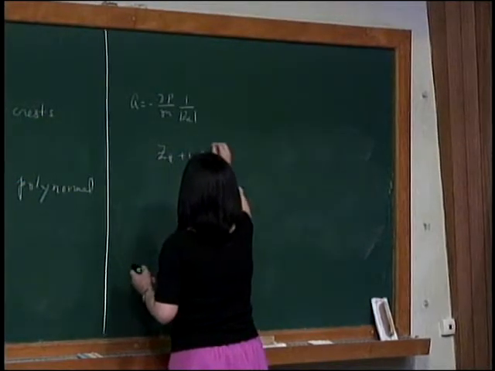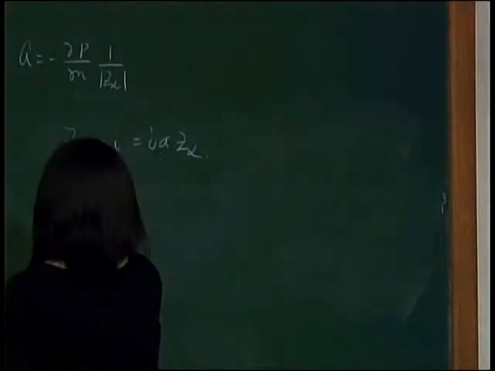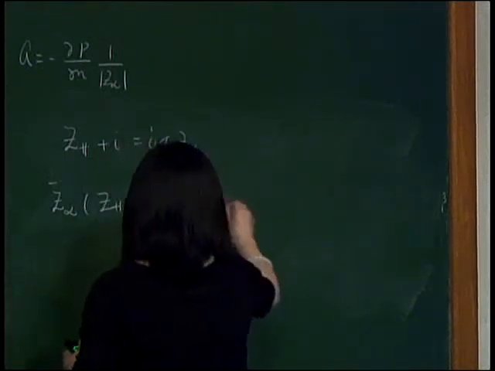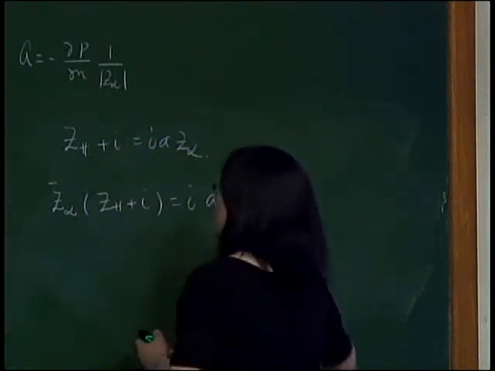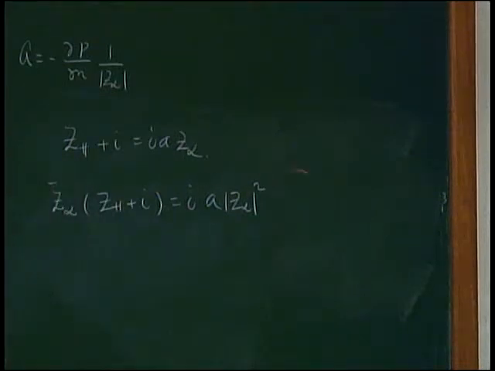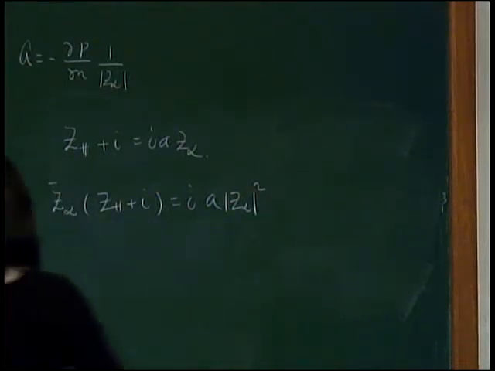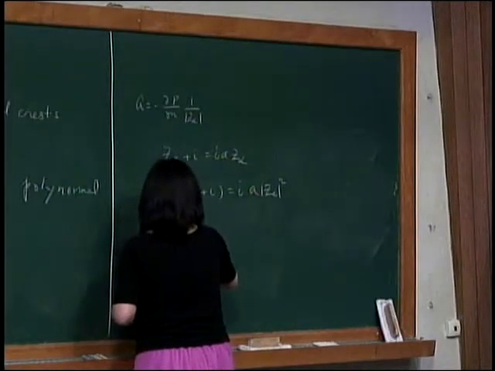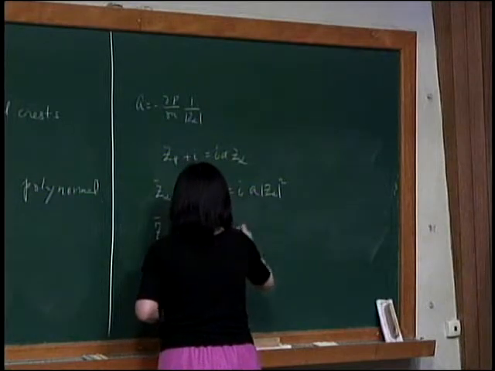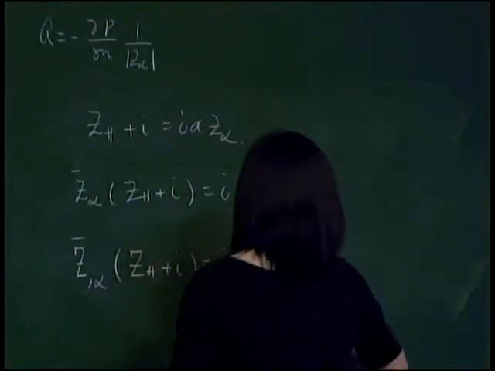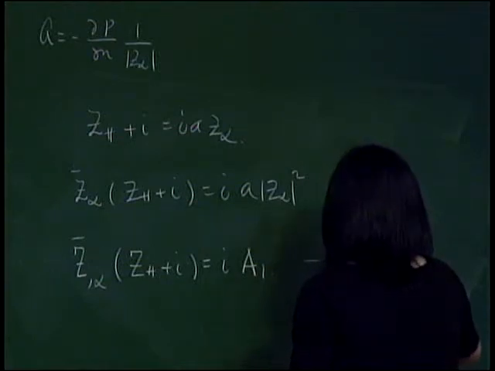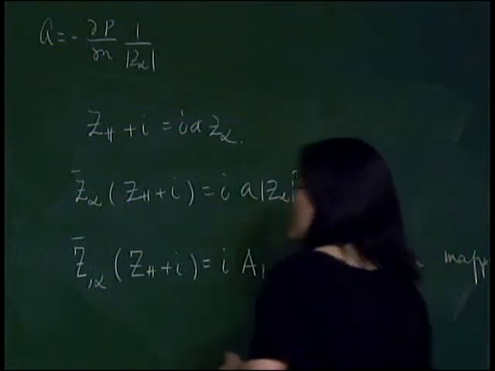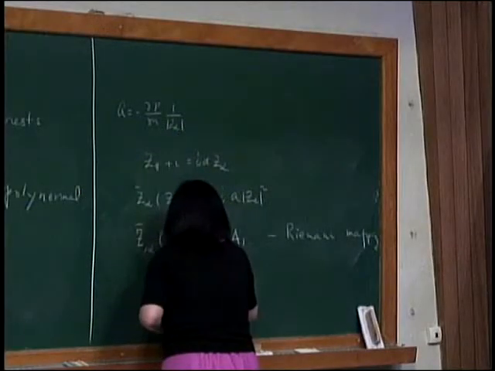Plus i A Z alpha. If I multiply by Z alpha, I get i A |Z alpha| squared. And of course, classically, the first paper we had was that we proved this quantity. In Riemann coordinates, after Riemann mapping, we have that A1 is greater than or equal to 0.